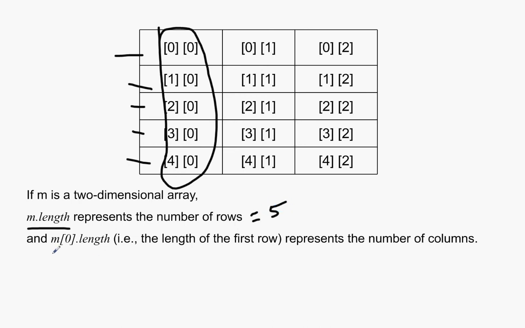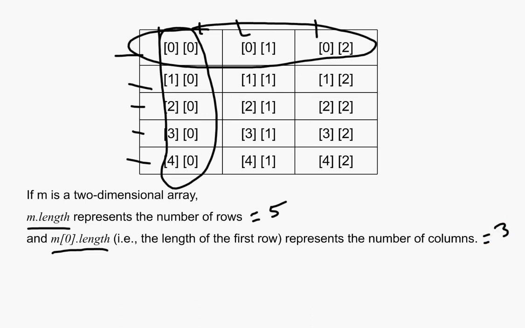As opposed to this one, where we're only talking about the first index equaling 0, all the elements whose first index equals 0. What's the length of the first row? Well, the length of the first row is 3, which is also the answer to how many columns we have. So how many rows do we have in this matrix? 5. How many columns do we have? That's equal to 3.